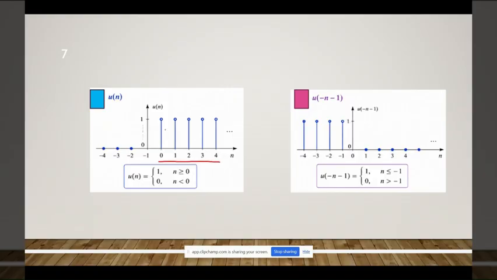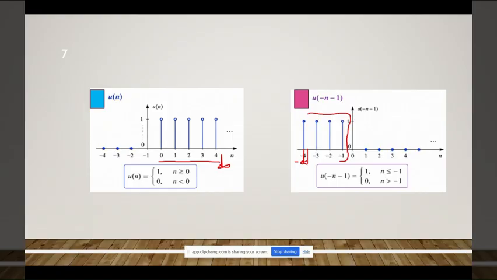u[n] has the value 1 for all instants of time n ≥ 0. u[-n-1] means the value 1 starts from -1 and goes down to minus infinity, whereas u[n] goes up to plus infinity. This is the difference you have to understand for our representation of a discrete signal.